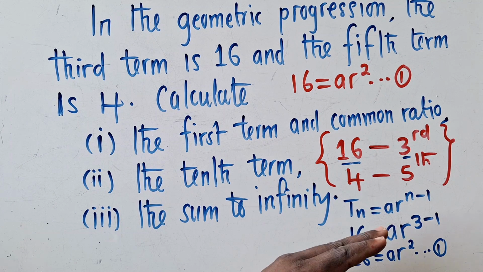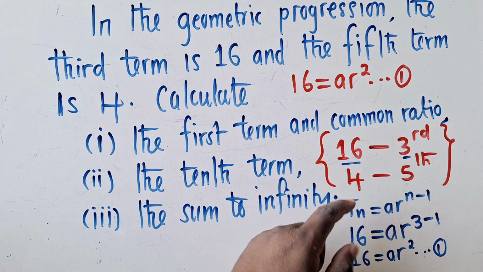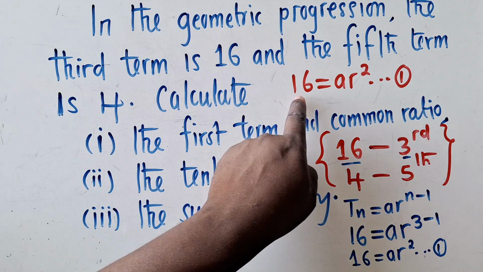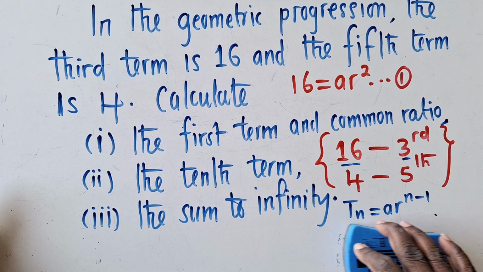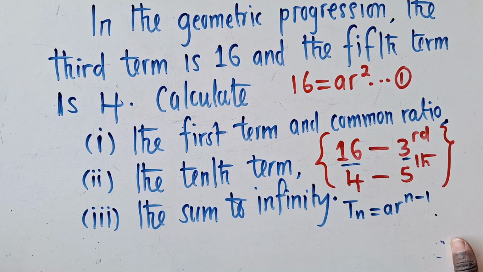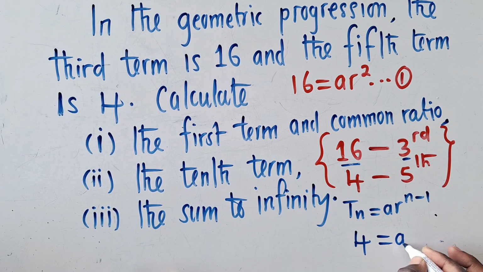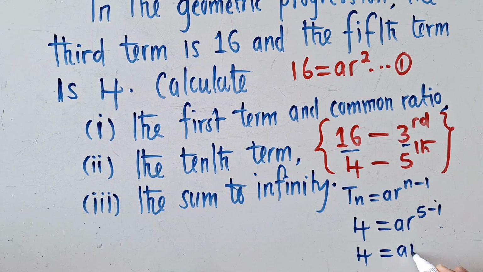So you follow the steps: identify the information that you need, which is here. After identifying your information, use the term formula to form an equation. So this is equation 1. We do the same, the term formula is needed. This time around, we go with 4. So we write 4 here, which is equal to a r power 5 minus 1. Okay, so you can see the 4 here. It's equal to a r power 4. This is our equation 2.